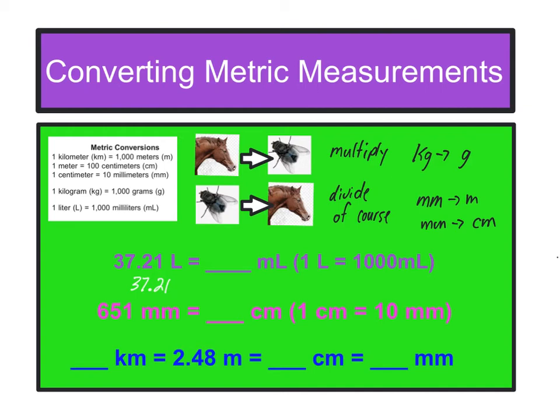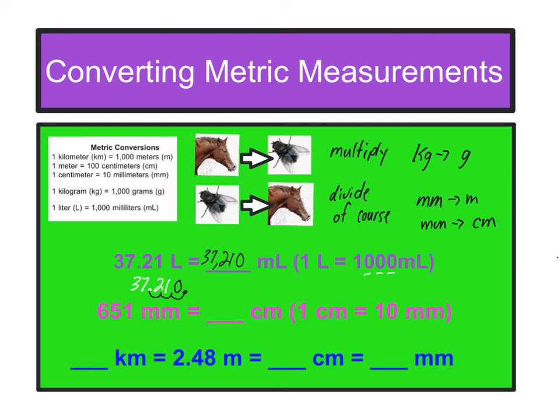We have 37 and 21/100th liters, and we are changing that into milliliters, and you can see our conversion. 1 liter equals 1,000 milliliters. Since liters are larger, that would be a horse to fly, so that's 1, 2, 3 zeros. That means I'll be hopping my decimal point 3 places. I rewrote my 37 and 21/100ths already, and now I hop 3 to the right, because when multiplying we go to the right. 1, 2, 3. So it actually equals 37,210 milliliters.